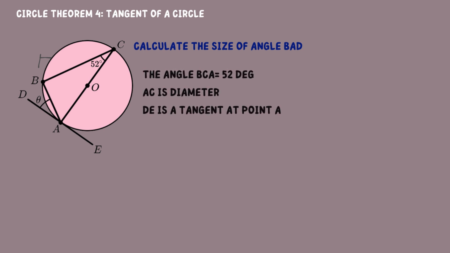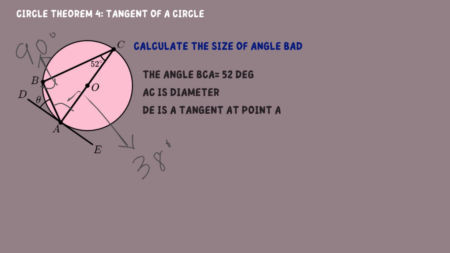As AC is the diameter and we know that the angle in a semicircle formed at the circumference is always 90 degrees, we can conclude that angle ABC is 90 degrees. As angles in a triangle total 180 degrees, we can further solve for angle CAB, which will be 180 minus 90 degrees minus 52 degrees. That leaves us with angle CAB as 38 degrees.